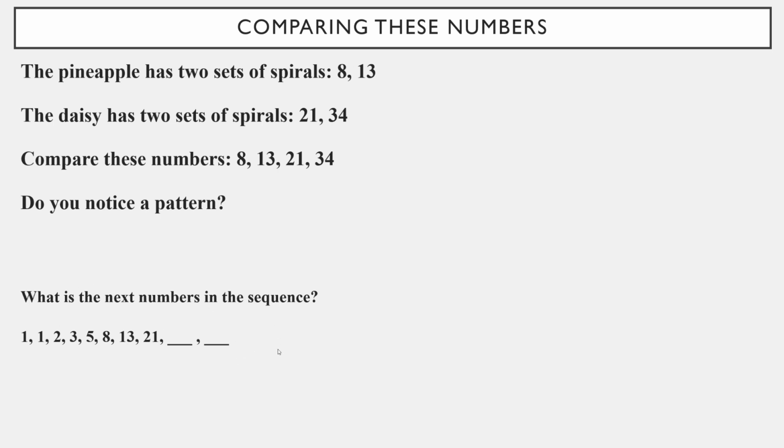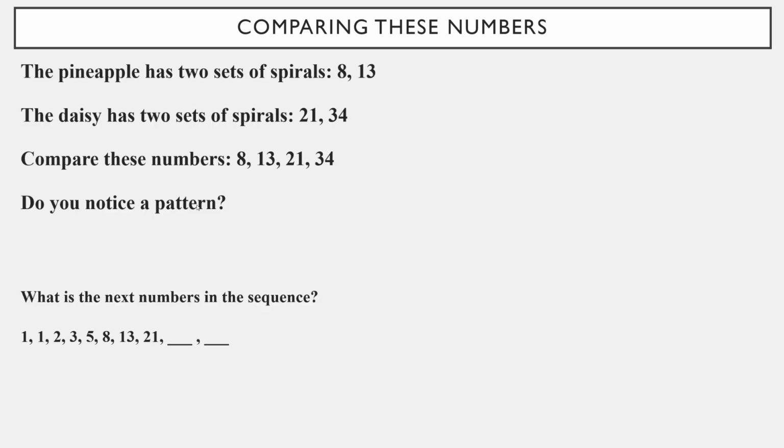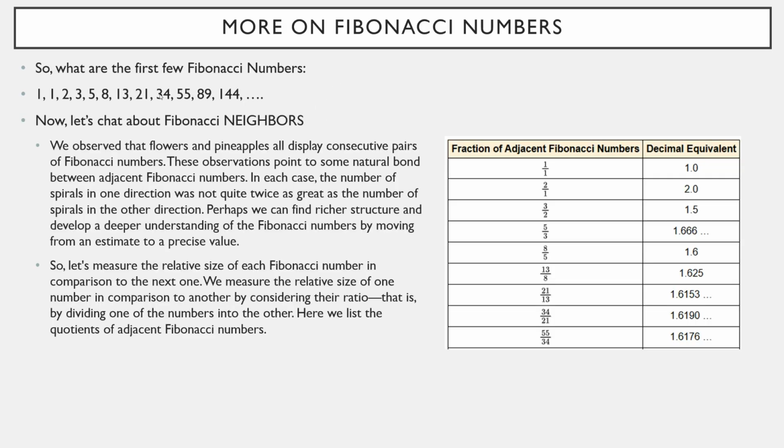This sequence, if you keep doing this, you can do this forever and ever, and it'll never stop. This sequence right here is called the Fibonacci sequence. Let me show you the first few numbers of the Fibonacci sequence: 1, 1, 2, 3, 5, 8, 13, 21, 34, 55, 89, 144, and it goes on forever. And if you look at the numbers we had here, 8 and 13, 21 and 34, those are numbers right next to each other. These are what we call Fibonacci neighbors, so 2 Fibonacci numbers in a row. All right.